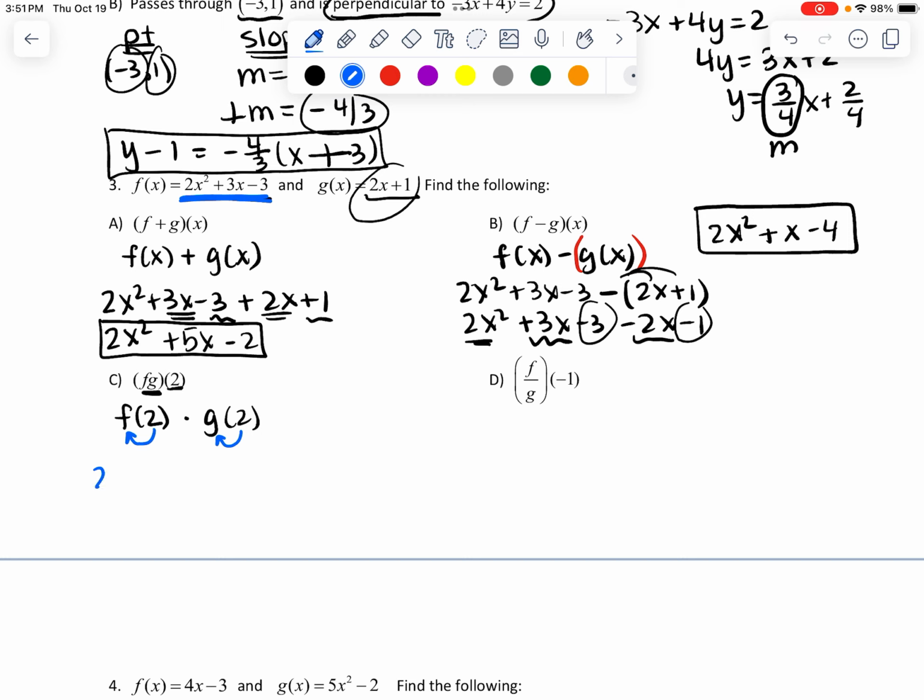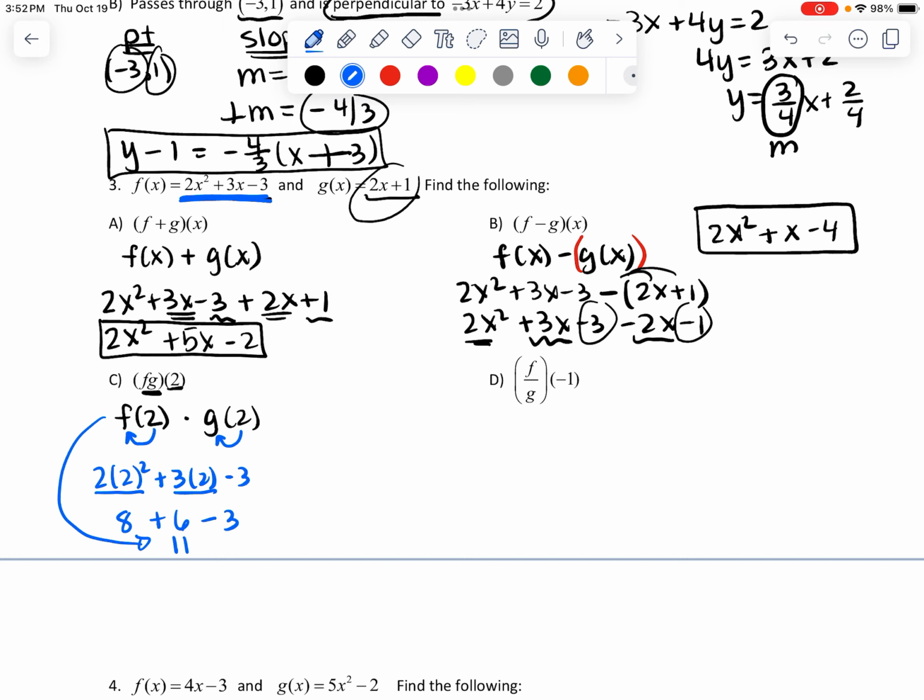I'm going to get 2 times 2 squared plus 3 times 2 minus 3. Okay, well this right here, 2 squared is 4, 4 times 2 is 8. 3 times 2 is 6, minus 3. So that's 14 minus 3, which is 11. So I know that f of 2 is this lovely 11.